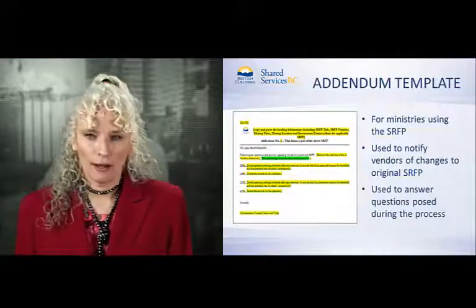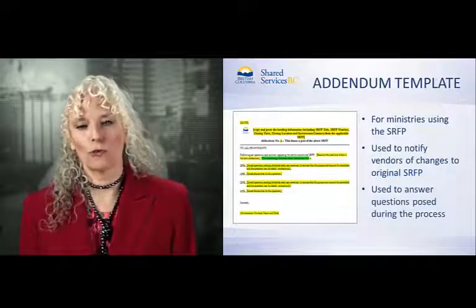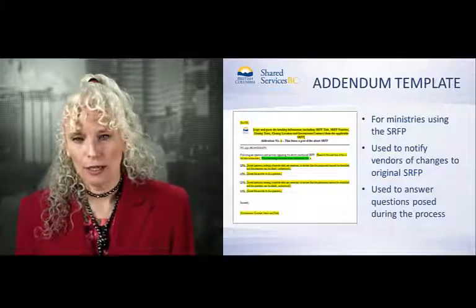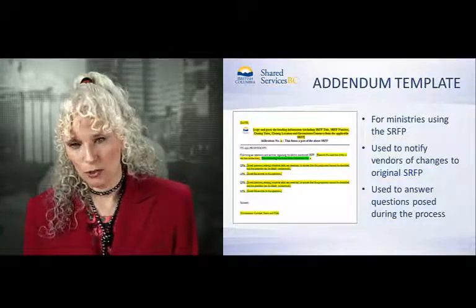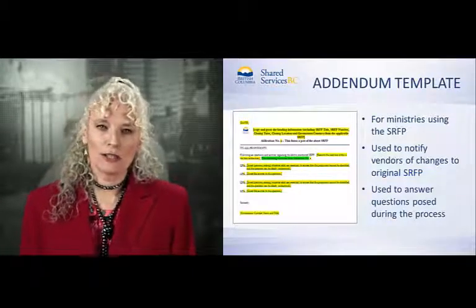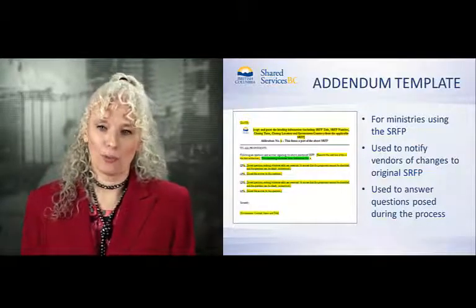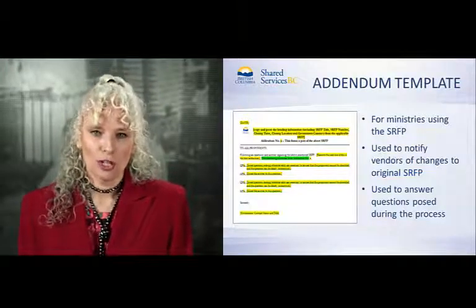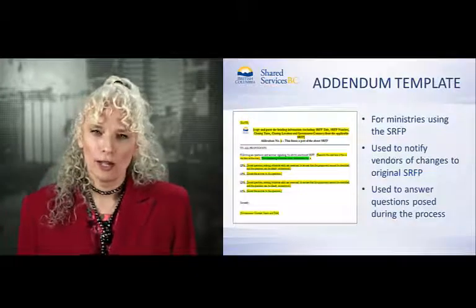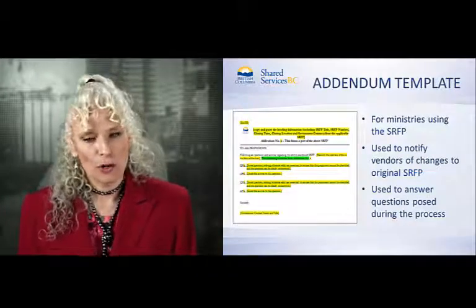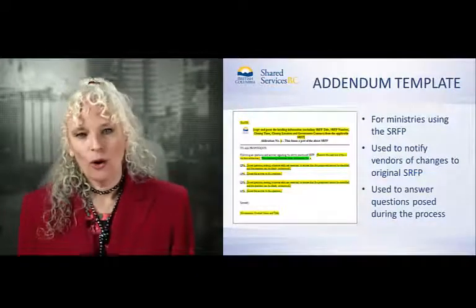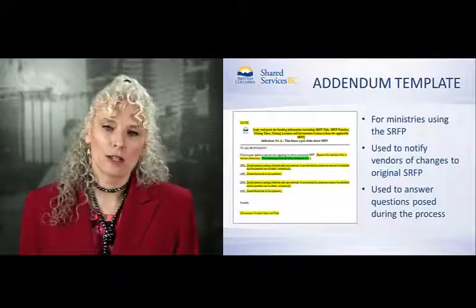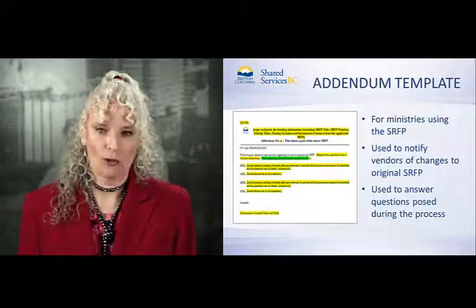It's a really bad idea to talk to your vendors over the phone about an open opportunity. It becomes very difficult to prove what you said, and it also means that somebody is getting information before other proponents are getting information. So you want to do this in writing, either as an addendum that's posted on BC Bid with your SRFP, or something that you send to selected vendors if you're not posting on BC Bid.